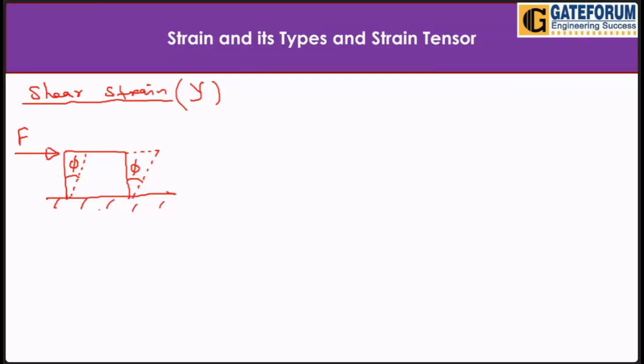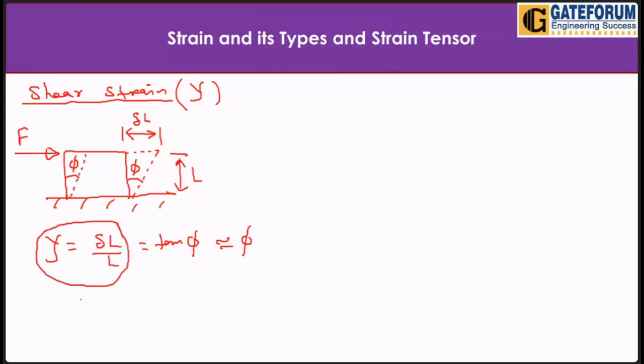So what is shear strain? From here to here, how much has it shifted? This point shifted by delta L, and the distance between here and here is L. So in this triangle, shear strain gamma will be the shift delta L by L. And delta L by L is nothing but tan phi, perpendicular to base. Since it is a very small angle, it is nearly equal to phi. So shear strain is either delta L by L, or almost equal to phi, which is the angle through which the body tilts.